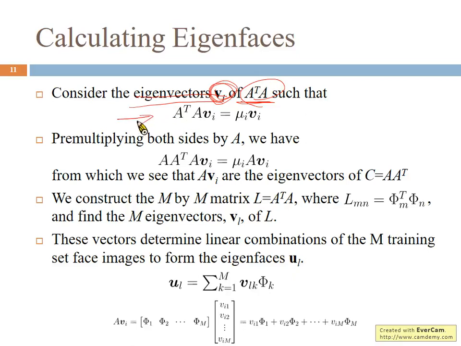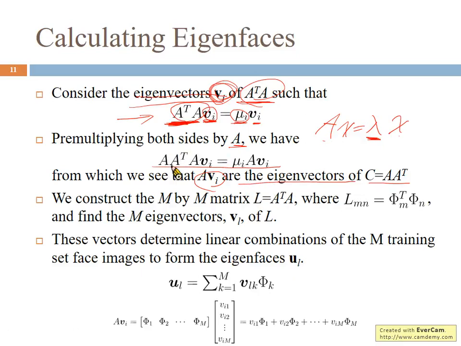Based on the formula of eigenvalue and eigenvector, A transpose A is the original covariance matrix, v i is the eigenvector, and mu i is the eigenvalue. Remember that when we learn linear algebra, Ax equals lambda x, we say lambda is the eigenvalue of A, and x is the eigenvector of A corresponding to the eigenvalue lambda. This is the same thing. Right now the matrix is A transpose A, v i is the eigenvector, and mu i is the eigenvalue. Then we can pre-multiply both sides by A. We get such an equation, in which we see that A v i are actually the eigenvectors of A A transpose.